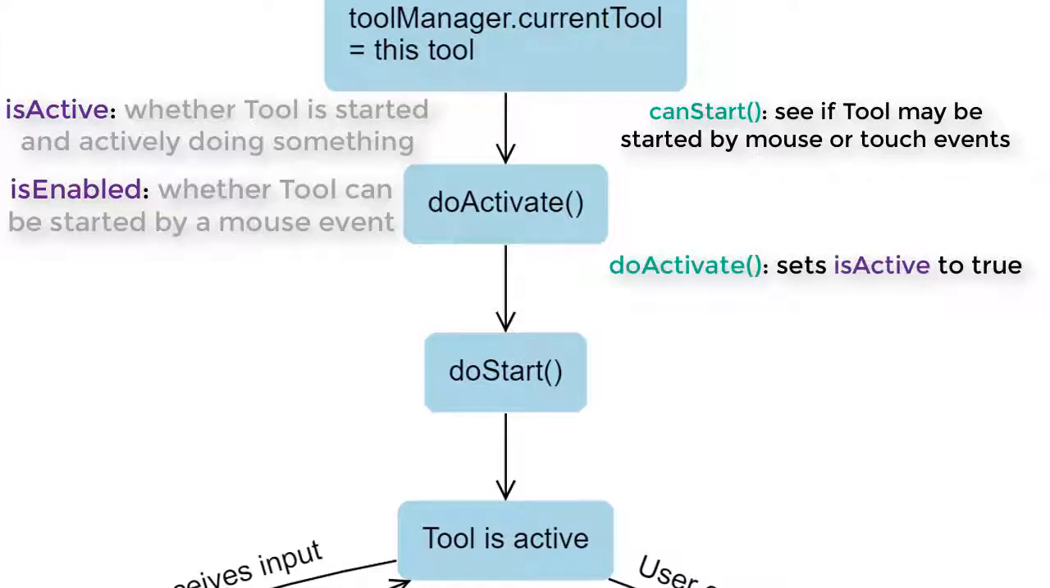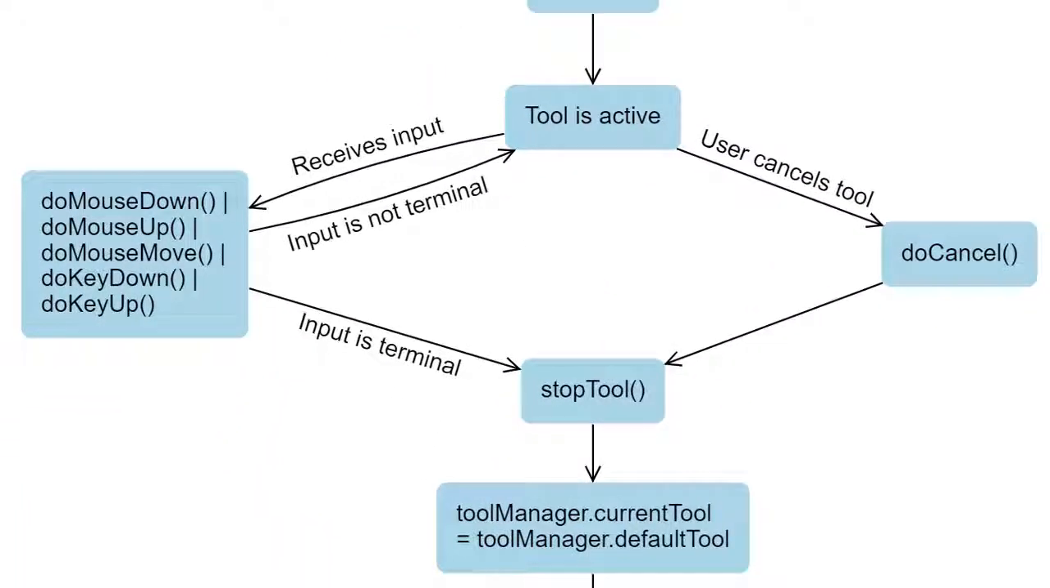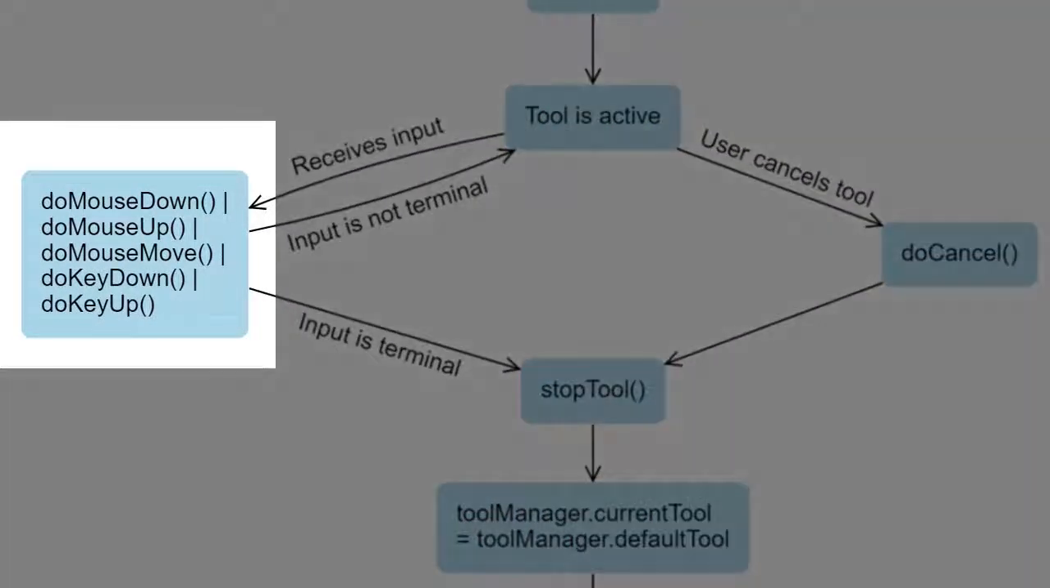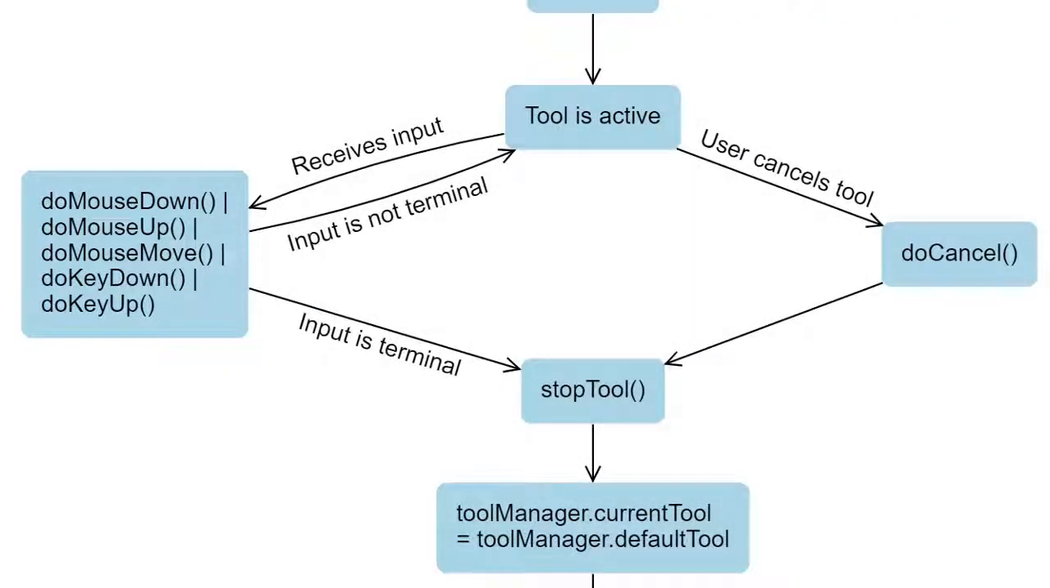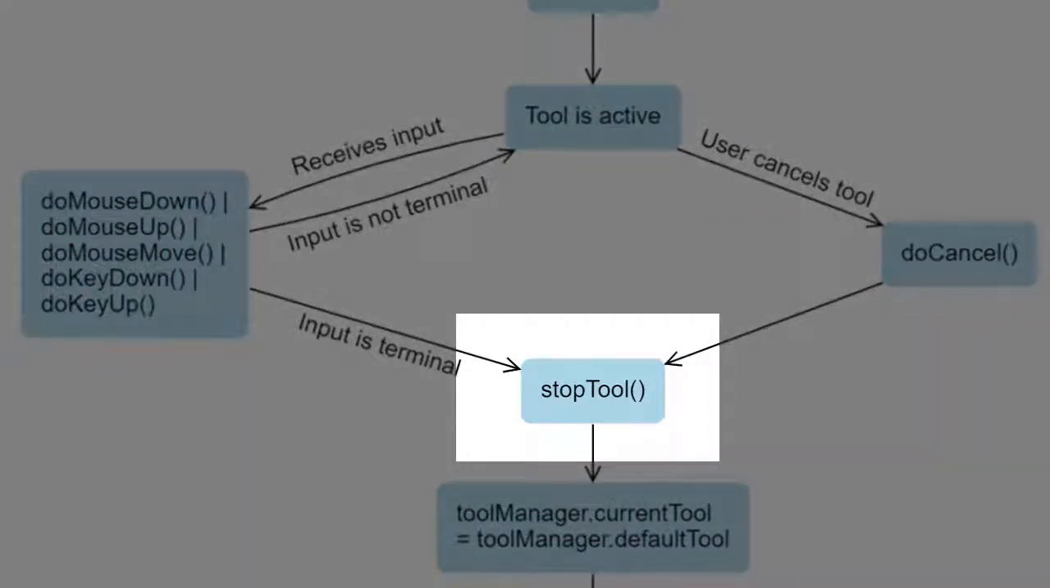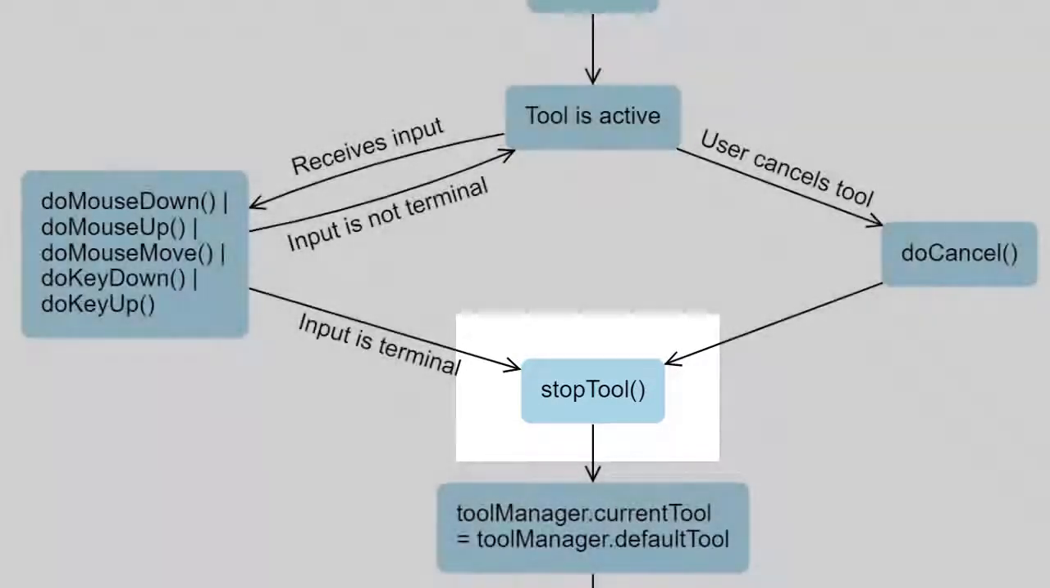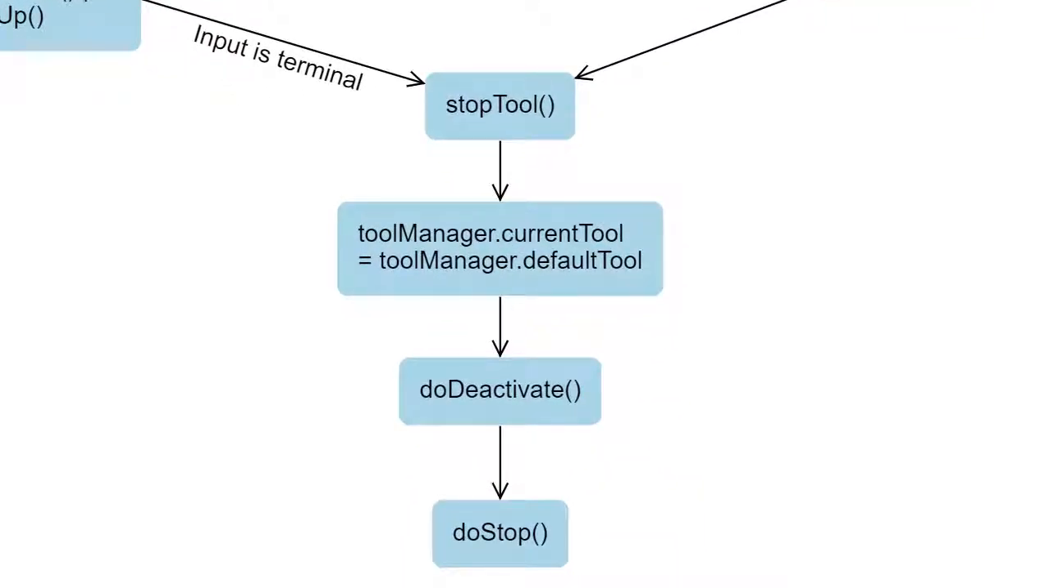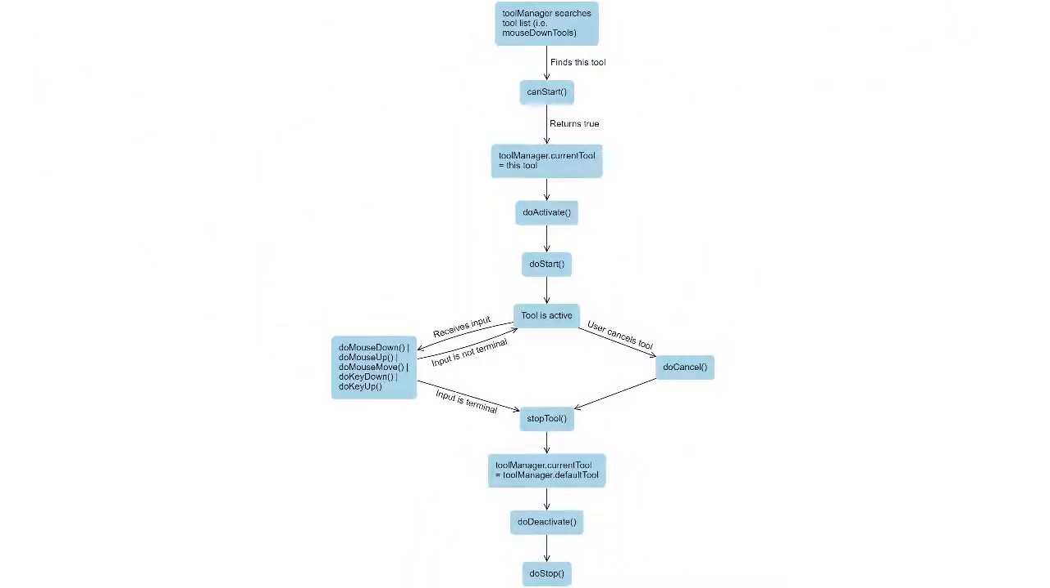The doActivate function is called after the tool becomes the diagram.currentTool and sets the isActive property to true. Once the tool is active, it listens for input. If received, it calls the proper handler function, such as doMouseDown or doKeyUp. Once terminal input is received or doCancel is called, the tool is stopped with the stopTool function. ToolManager.currentTool is set to the default tool, and the tool is deactivated and stopped. For more info on any of these functions, see the tool documentation page on gojs.net.